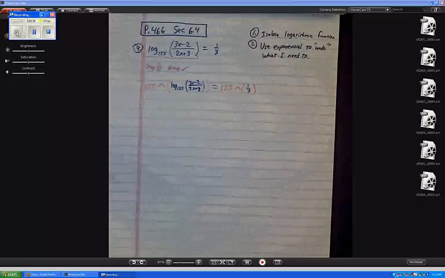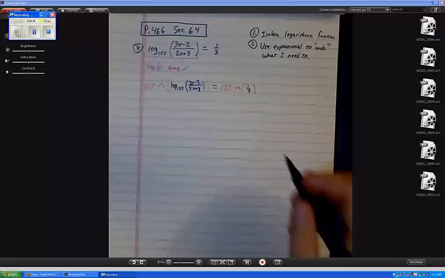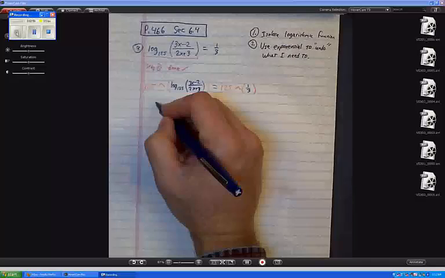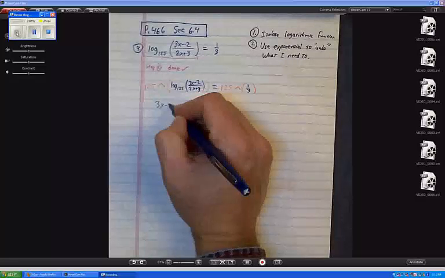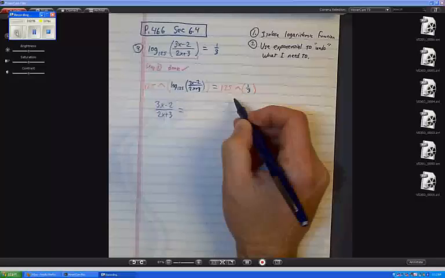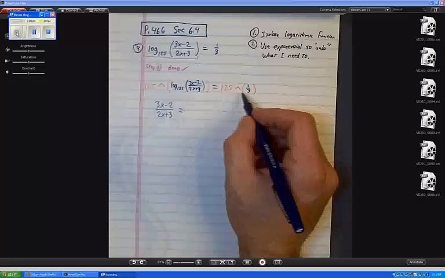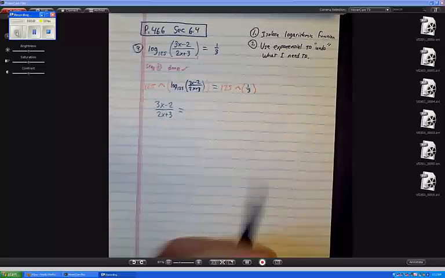Now that step that I wrote, I think most of you guys wouldn't be writing that. But that's okay, I want to show it anyways. Because now what happens is, on the right-hand side, I have (3x minus 2) over (2x plus 3). And what do I get on the left-hand side? Well, I have 125 to the 1/3 power. Do you guys know what that means?